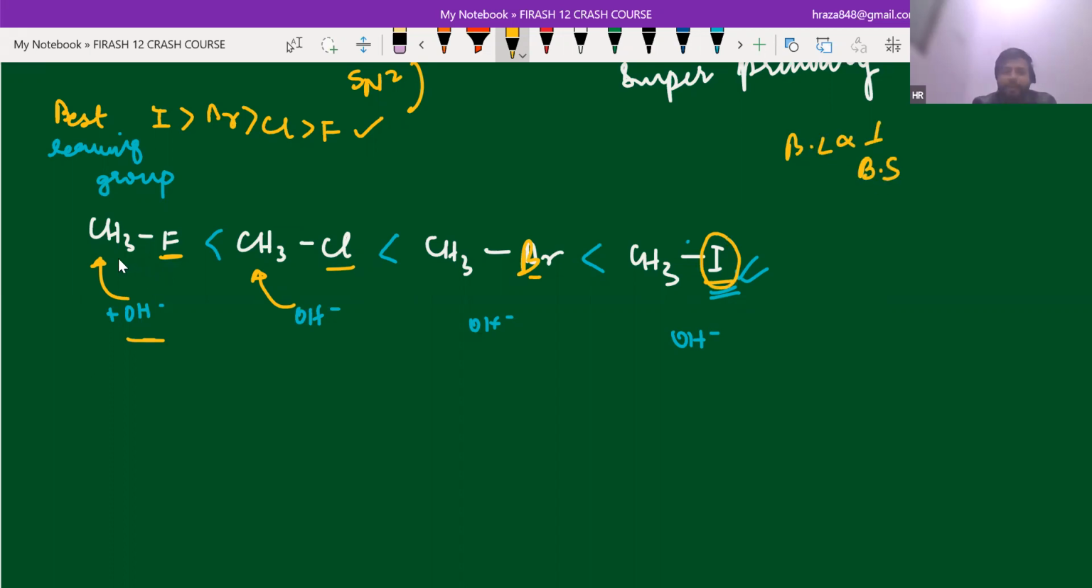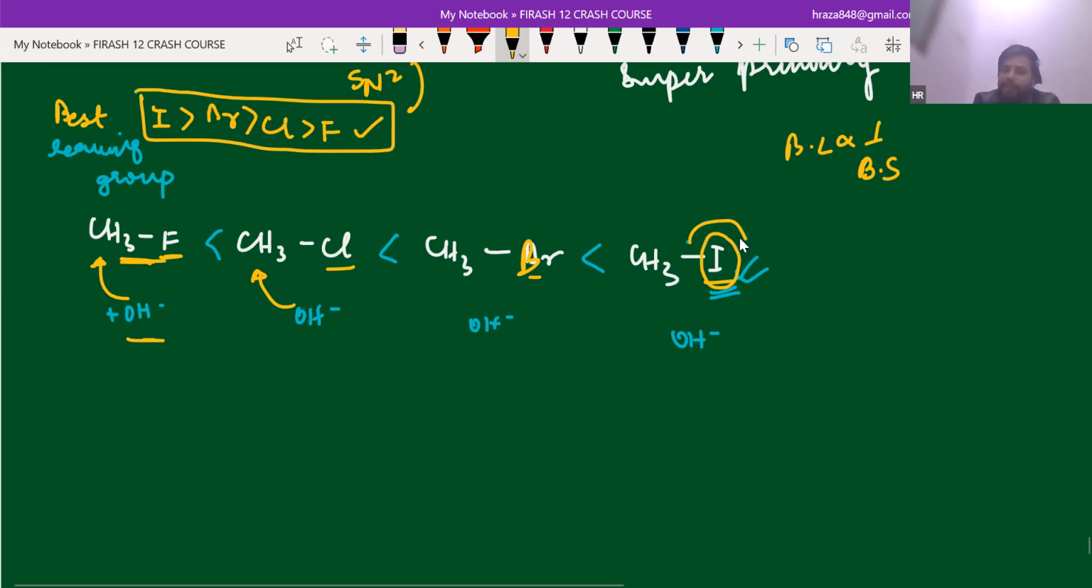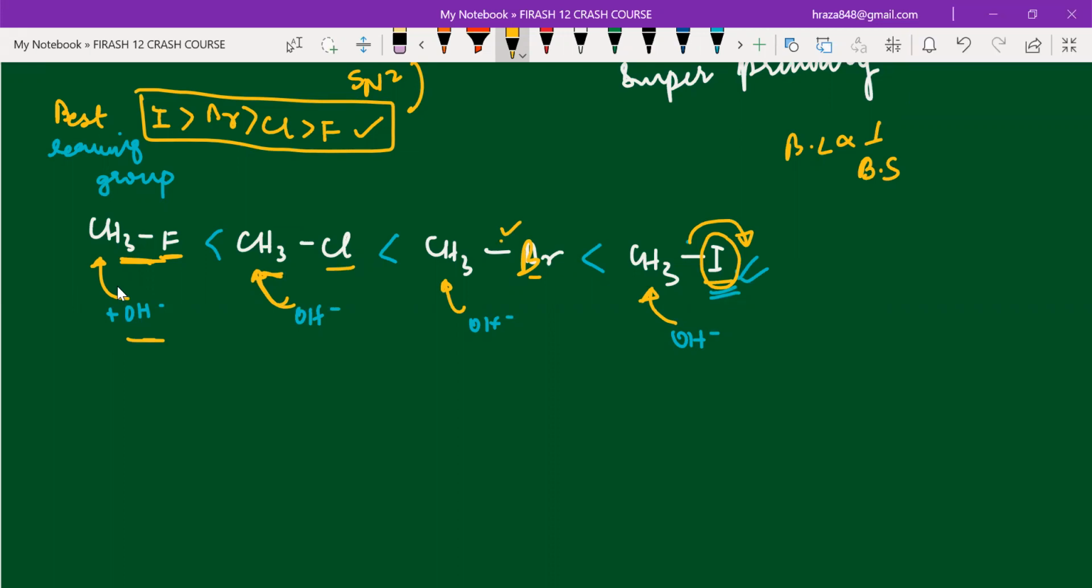The bond strength of CH3F is very high. Are you getting my point? And also we know that the best leaving group is iodine. Iodine can easily go. If it easily goes, that means it is leaving faster. OH minus can easily attack. This is slightly slow, so OH minus will attack slightly slower. This is the most slow, that means it will attack most slowly. Are you getting my point? Yes, sir. Very good.